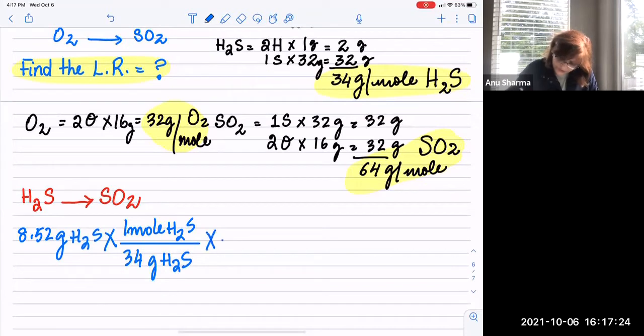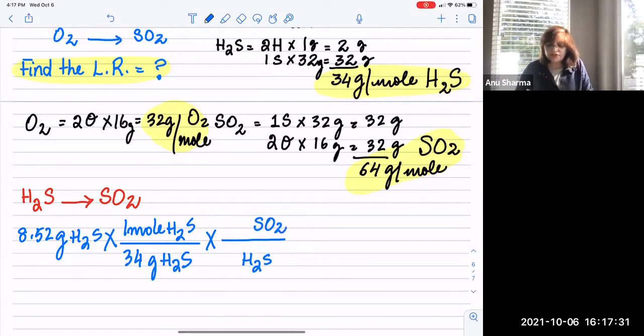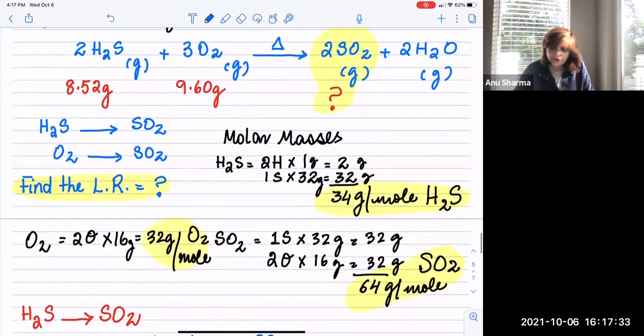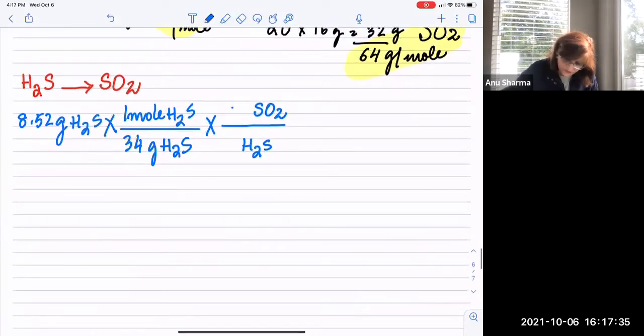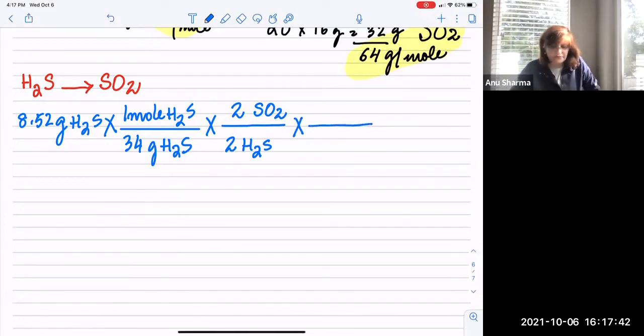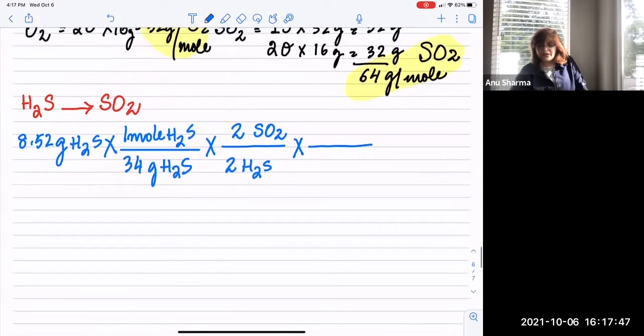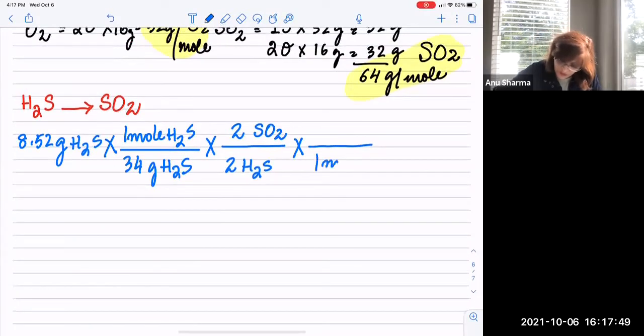Times the mole to mole ratio. So H2S is going to be at the bottom, and we are interested in sulfur dioxide, so that's on the top. We see that 2 moles of sulfur dioxide are produced when 2 moles of H2S react. Next is convert. You can stop here, but we'll carry on because we want to find the grams of sulfur dioxide. So 1 mole of sulfur dioxide is 64 grams of sulfur dioxide.